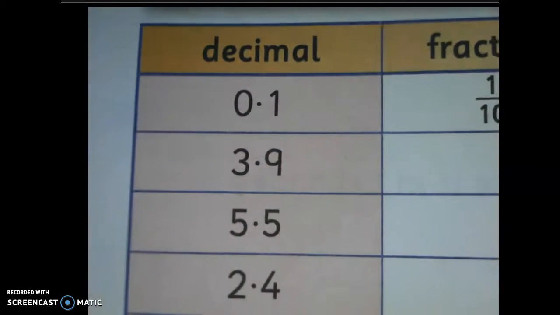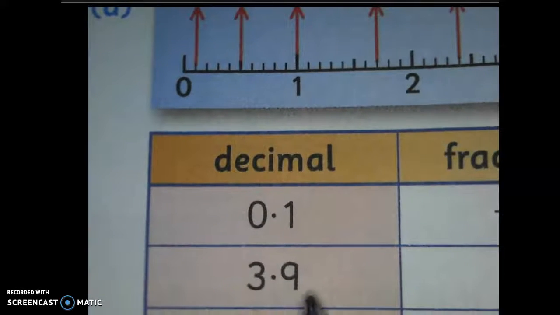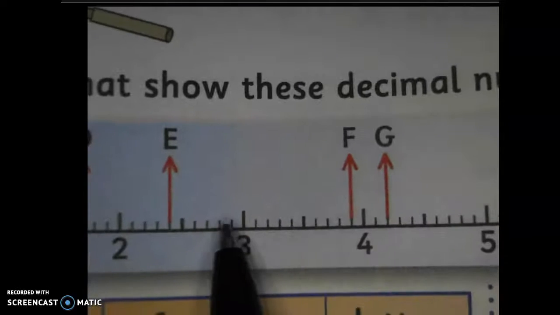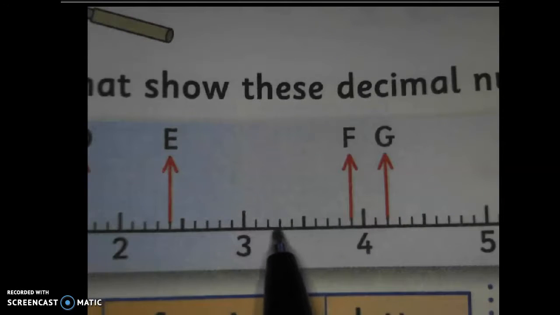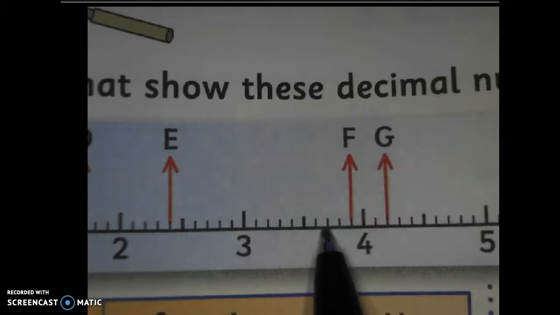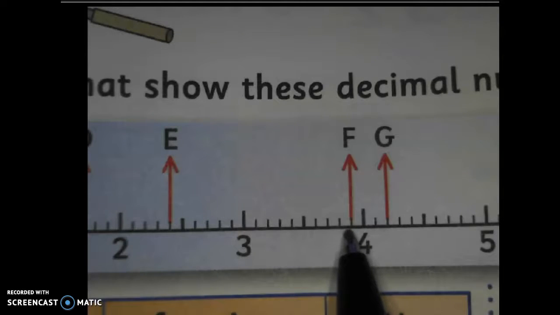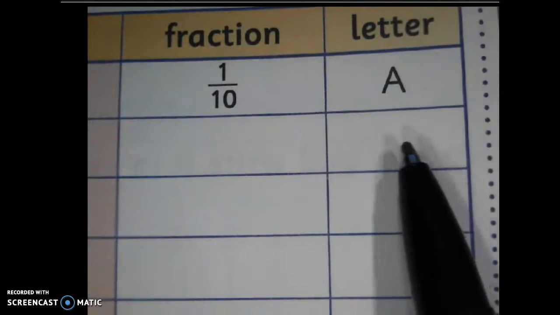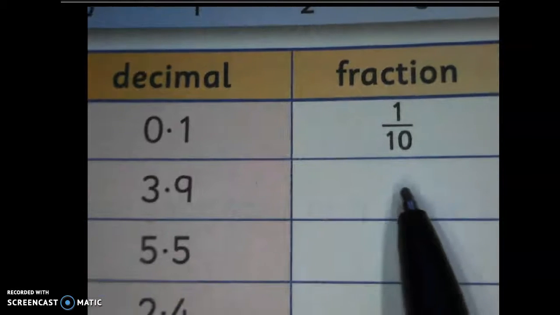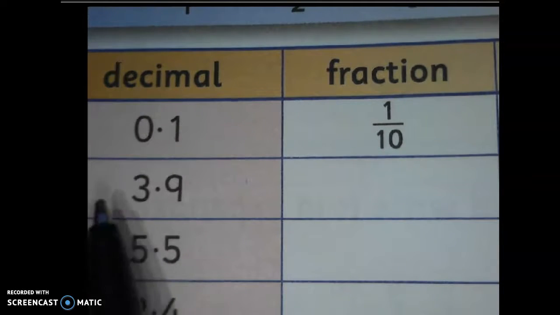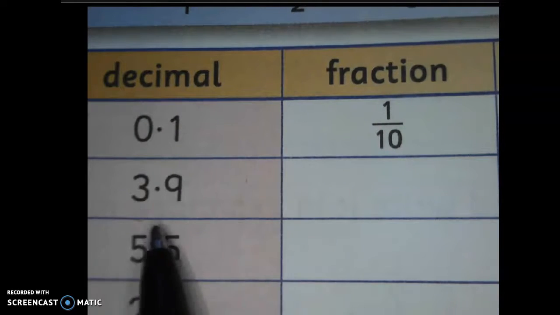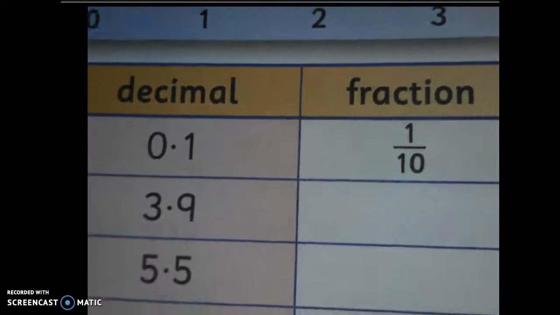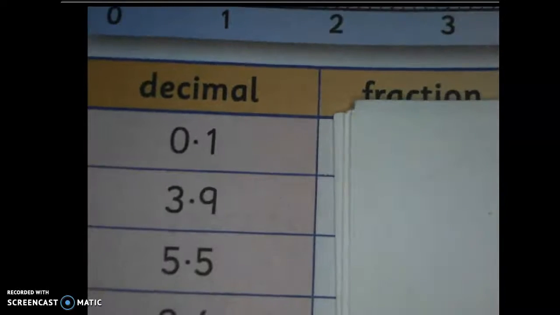Okay, so let's have a look at a few random ones. We'll do 3.9. So we go up here, 3.9. There's 3, 3.1, 3.2, 3.3, 3.4, 3.5, 3.6, 3.7, 3.8, 3.9. There's 3.9, and it's F. So in here you will put F and the fraction. What do you think the fraction for 3.9 would be? It would be 3 and 9/10.